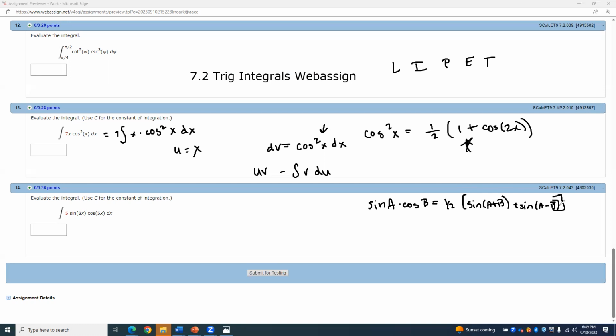If you weren't sure about 14, I totally understand. That one is often sort of like, oh yeah, okay, I guess I could do that. It's only applicable if you have a sine and a cosine with separate expressions inside. So it's not just sine of x times cosine of x. It is sine of 8x times cosine of 5x. So we would have to break out the product identity for sine of A times cosine of B.